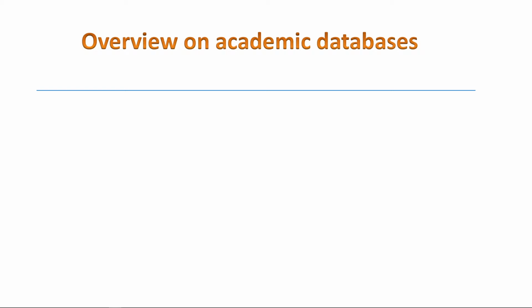Okay, so where can we find these peer-reviewed papers and this gray research literature? Whether peer-reviewed paper or gray research literature, you need to go to academic databases. So what are the common academic databases? The most common one is Web of Science, and then there is Scopus, and then there is Google Scholar.